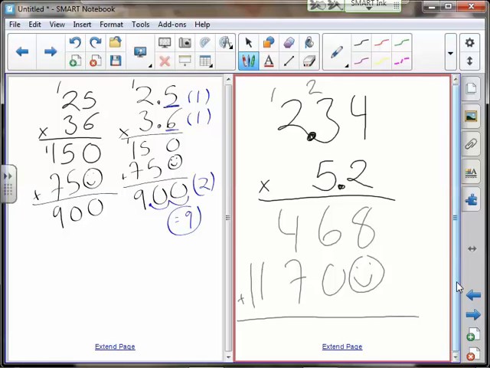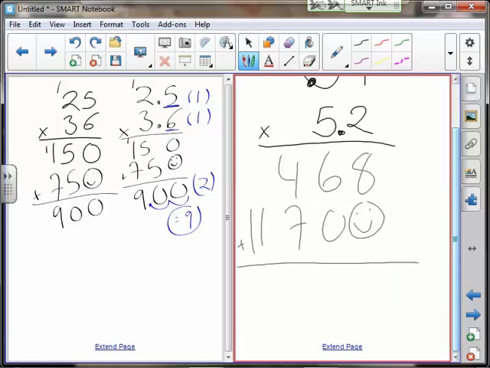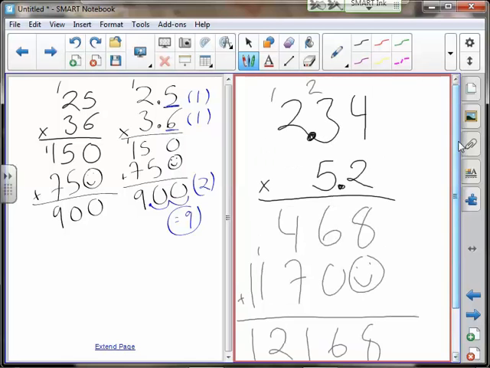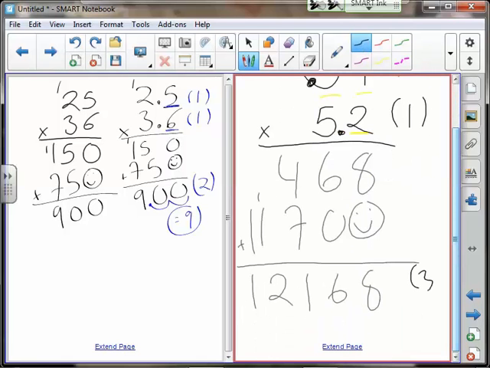So let's say I was going to add these together. 8, 6, 11, 2, 1. Now I have to check how many decimal places. Here there are 2. And how many here? 1. So how many do I have total? 3. So I should have 3 decimal places. And so my final answer is 12 and 168 thousandths. Well pronounced. Good.